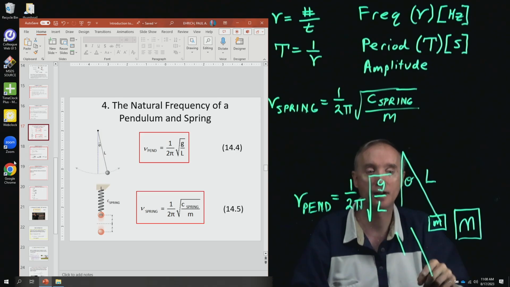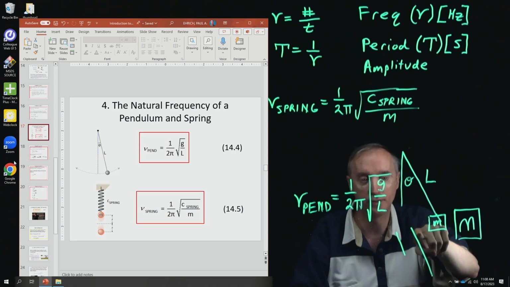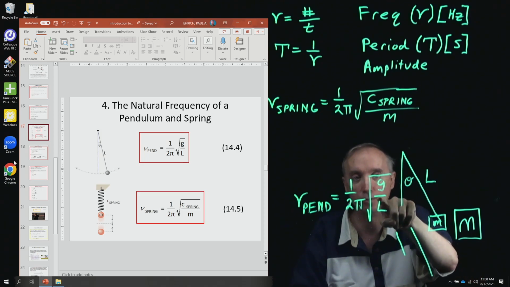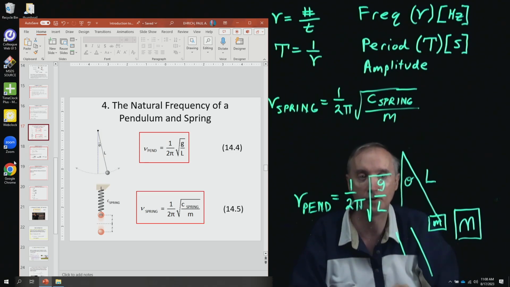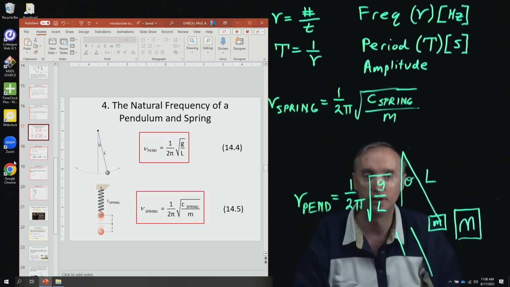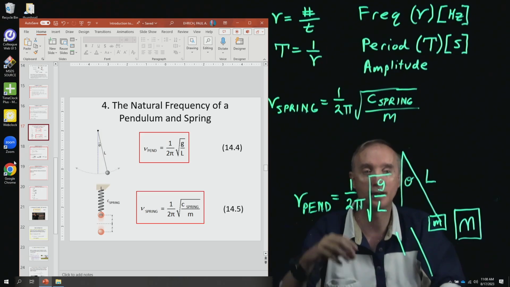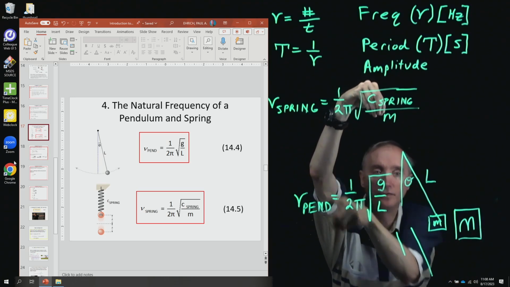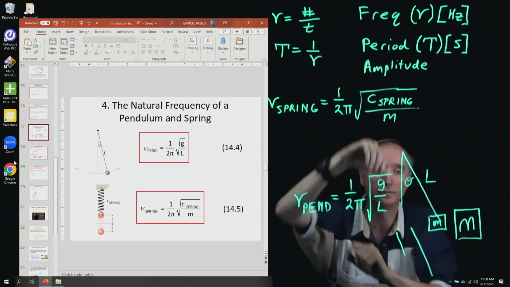Okay, this time, let's do it for this one. This L is larger than this L. So what happens when you put a large L into the bottom part of a fraction? What comes out? A small number. So that means that if you lengthen the string, it's going to go back and forth slower.